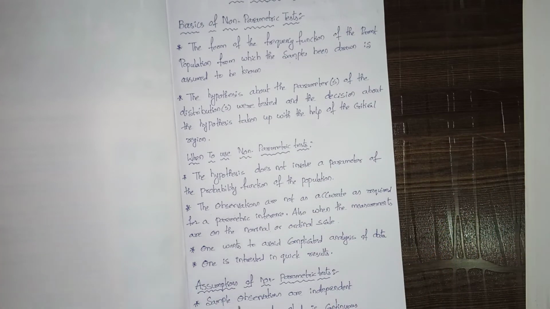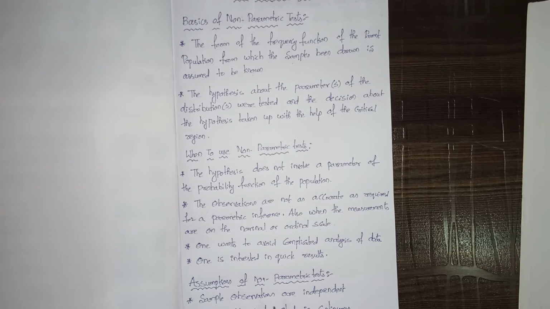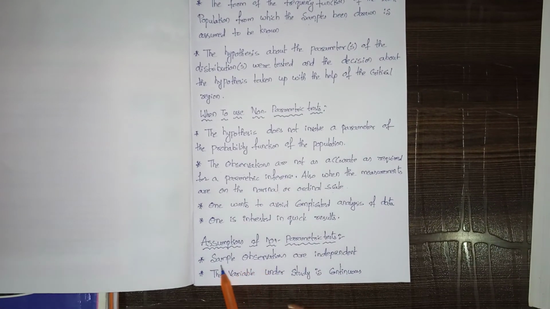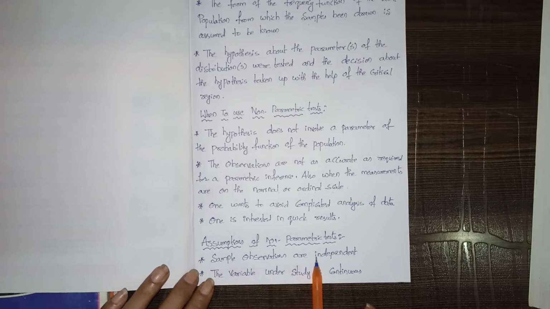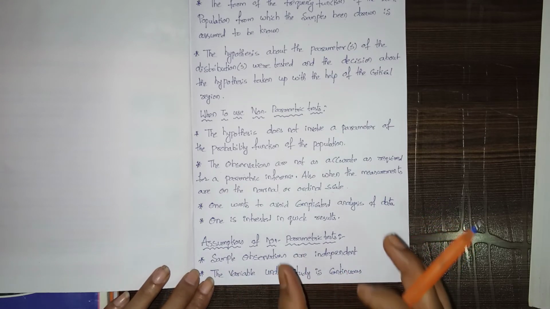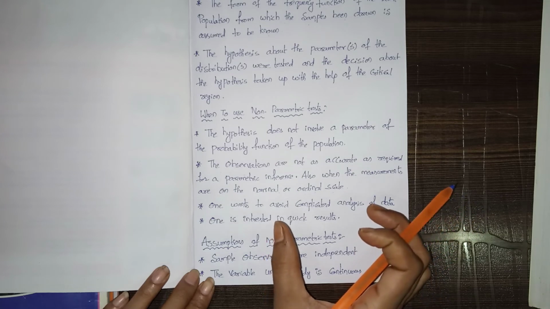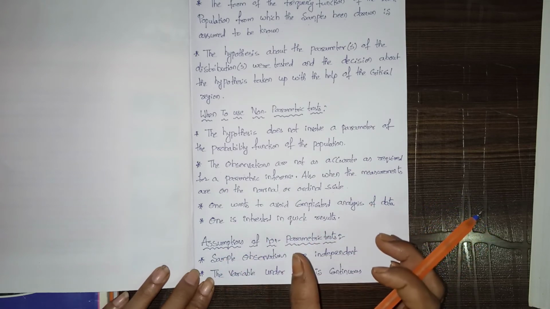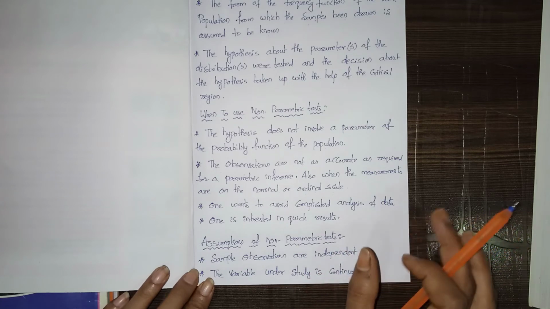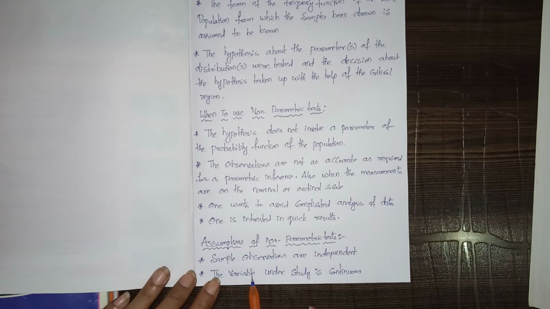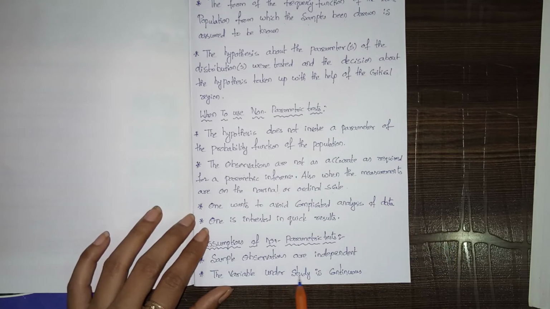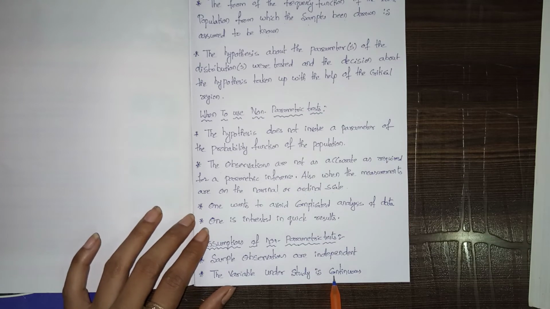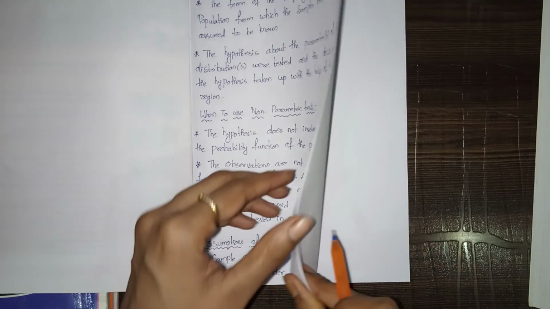And the next is assumptions of non-parametric test. The first assumption is that the sample observations are independent. Whatever observations we collect from the population, they won't depend on one another. All the observations are independent. The second point is that the variable under study is continuous. We have to consider them as coming from continuous distributions.